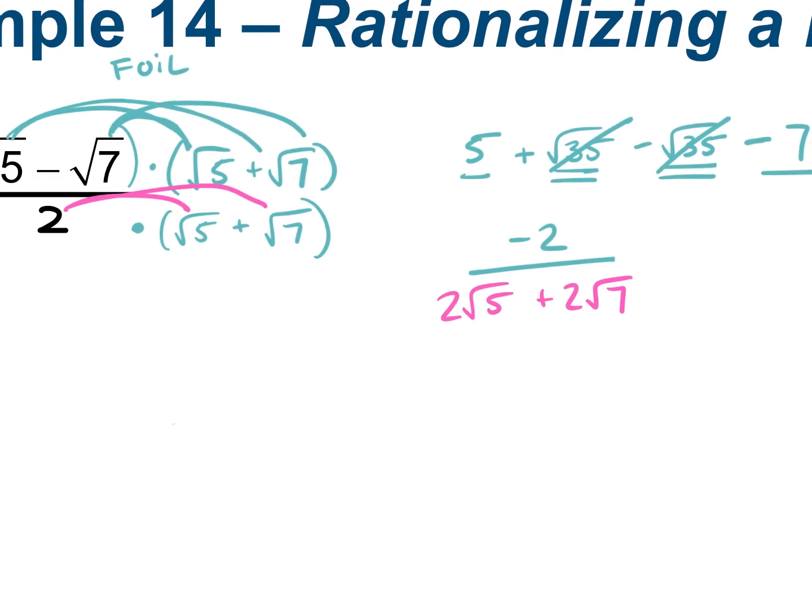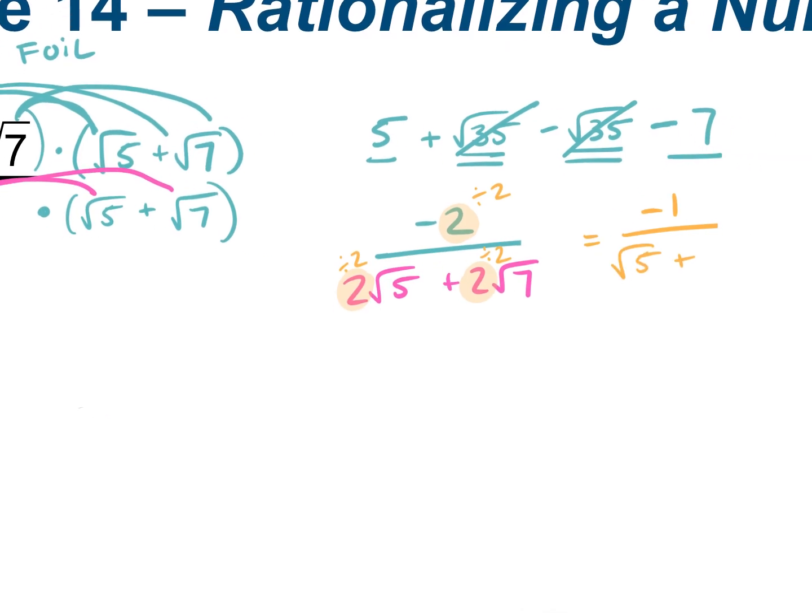Now there's one more step we can do to simplify. Since all 3 of our whole numbers have a factor in common, we can divide by that factor. So I can divide all 3 of these terms by 2. So I'm going to divide by 2, divide by 2, and divide by 2. So then up top we have negative 1 over square root 5 plus square root 7.